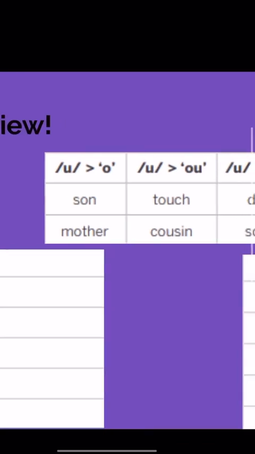Next, spelled with O and U. So that O-U are really working together. They're glued and they're making that sound. Touch, cousin. You hear where we have that O and U in both of those words.